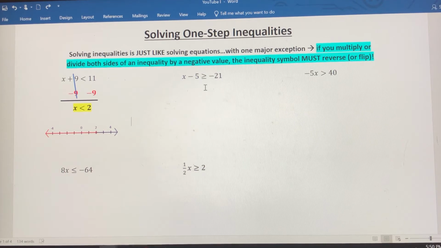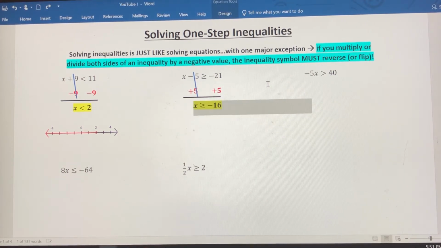Example 2: x minus 5 is greater than or equal to negative 21. We want to use inverse operations, so we add 5 to both sides. On the left, the 5's cancel out, and that leaves me with my answer: x is greater than or equal to negative 16.